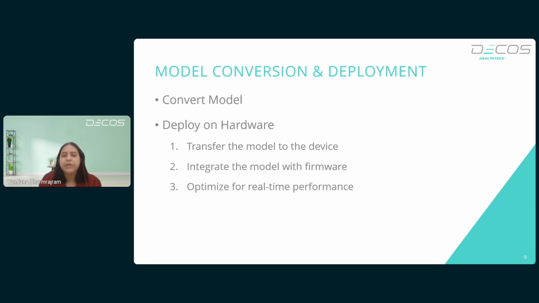The second step is to integrate the model with firmware. The ML model is embedded in the device firmware. It connects with sensors to receive real-world input and make inferences. And the third step is to optimize for real-time performance. Ensure the device runs efficiently without crashing or slowing down. Use hardware accelerators like Google Coral Edge TPU or NVIDIA Jetson Nano for more intensive tasks.